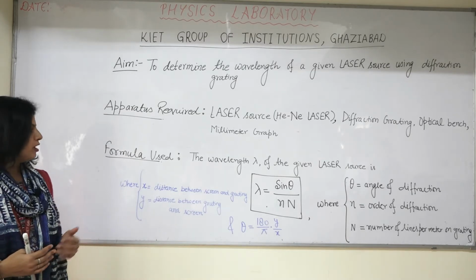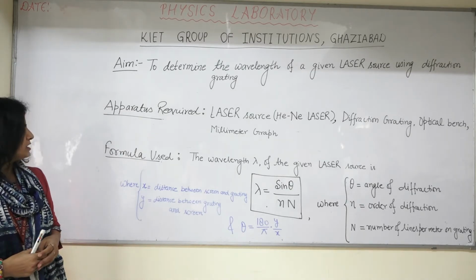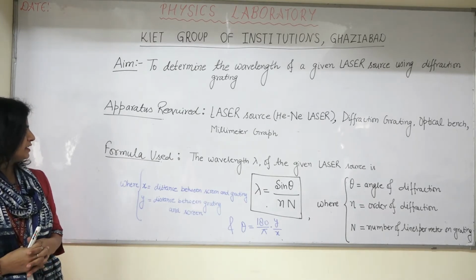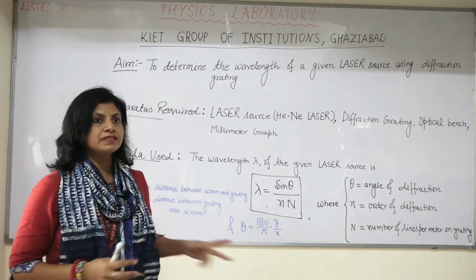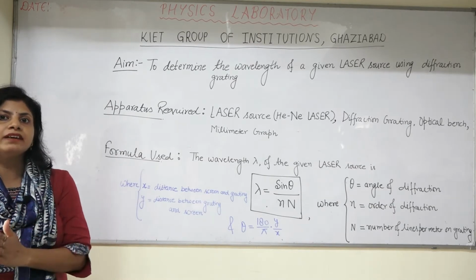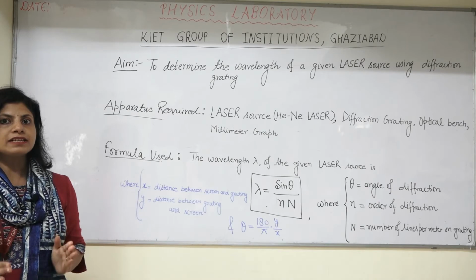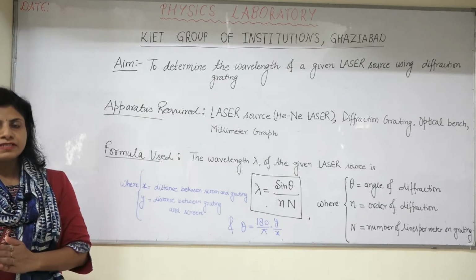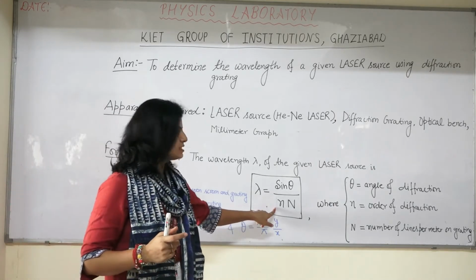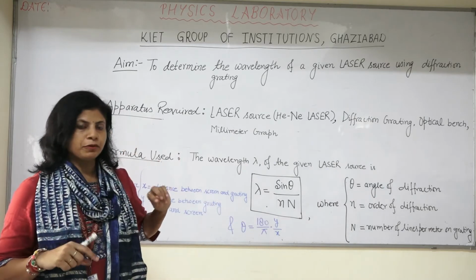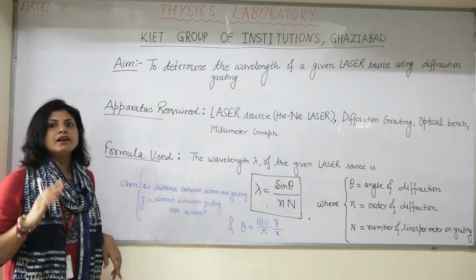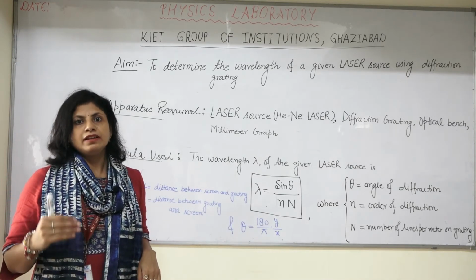Pi is 3.14, x is the distance between the grating and the screen, and y is the distance between the central maxima and the principal maxima. To calculate first order diffraction, we put n is equal to 1 here, and calculate the distance y, which is the distance between the central maxima and the first order principal maxima.